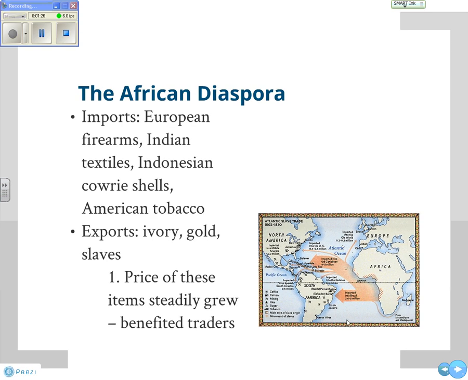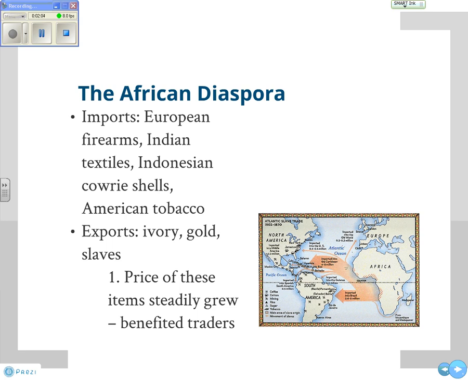Okay, the African diaspora. Diaspora, remember, we defined this at the very beginning, is a word that talks about leaving, lots and lots of people leaving. What was being imported, and what was the trade like in Africa during this time? Imports were European firearms. They wanted to buy those. Remember, we talked about those in the earlier lecture: they bought firearms so they could get more slaves, and they traded slaves for firearms, and in order to keep getting firearms they needed more slaves, so it was a vicious cycle.